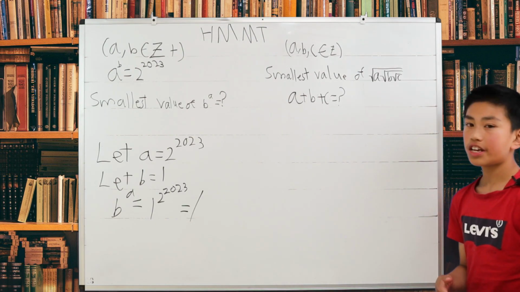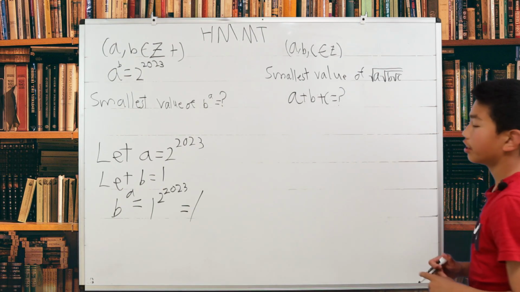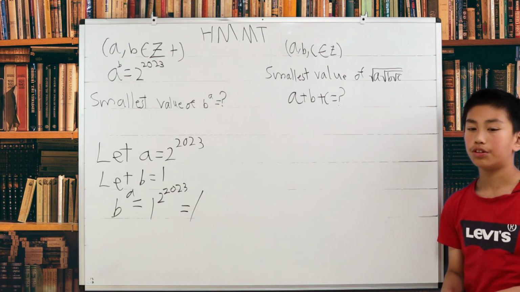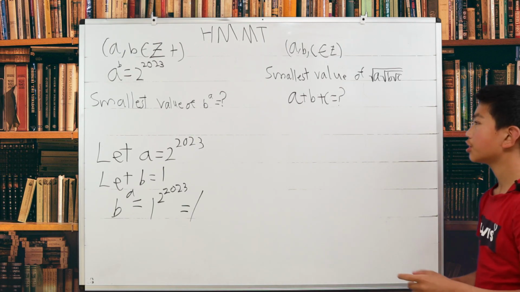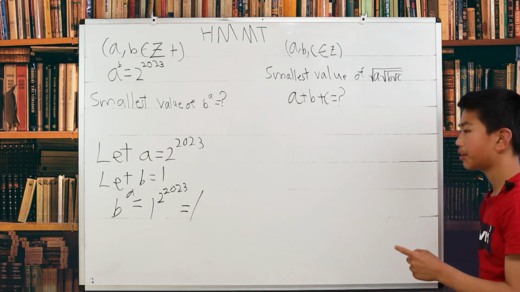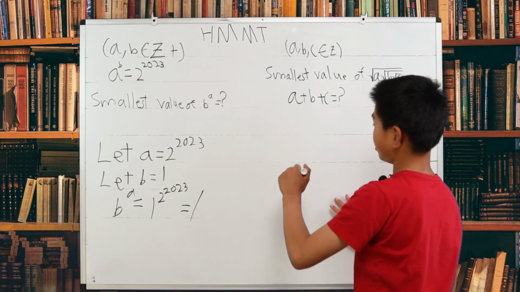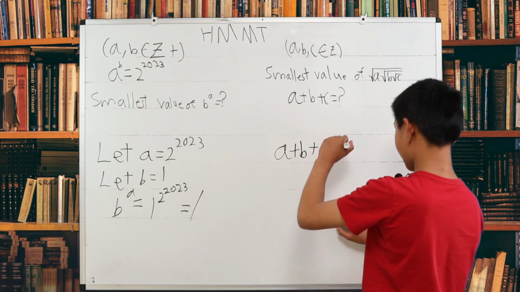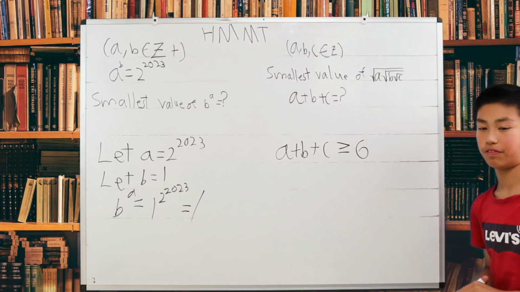Alright, so since they have to be integers, and the numbers are all in the square root, we know that they're all positive. So they're all positive integers. Since we want to find the smallest value, the first 3 integers are 1, 2, and 3. So 1 plus 2 plus 3 is 6. So we can already write a statement: a plus b plus c is greater than or equal to 6, because 6 is the sum of the first 3 integers.